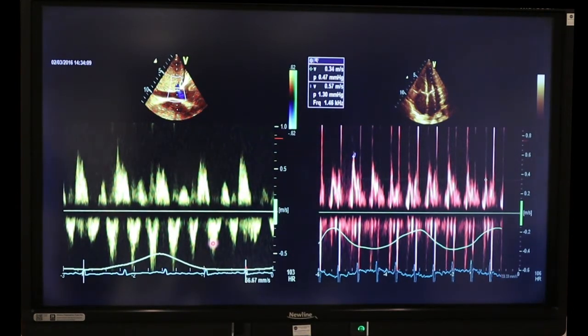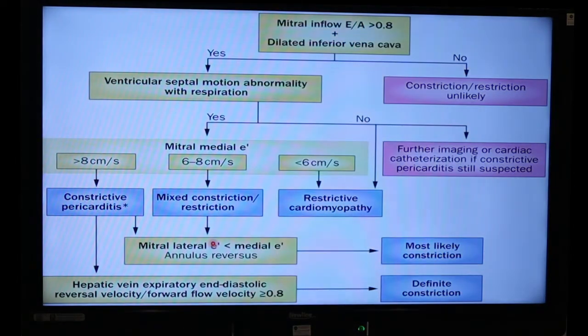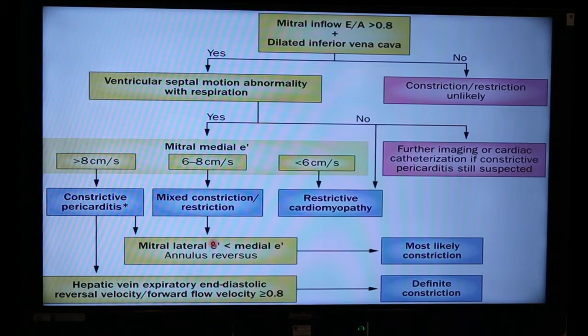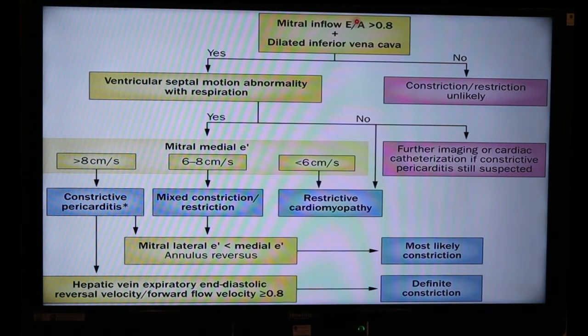So our diagnosis is constrictive pericarditis. Now I will show you this chart on how to systematically approach a patient with suspicion of constrictive pericarditis. First you have to look at the mitral inflow. E to A ratio should be more than 0.8 with a dilated inferior vena cava. If any one of these is not present, constriction or restriction is unlikely.